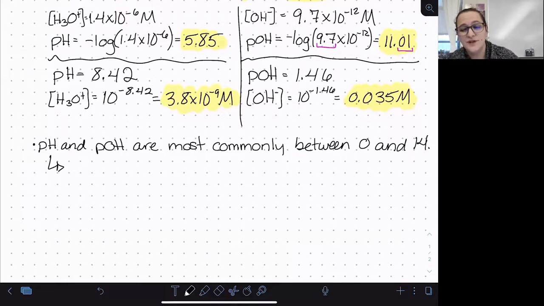Those are the extremes of how acidic and how basic something can be. So they don't happen a lot, but they can happen. They're not physically impossible or anything. 0 to 14 is just kind of the common range where things tend to lie.